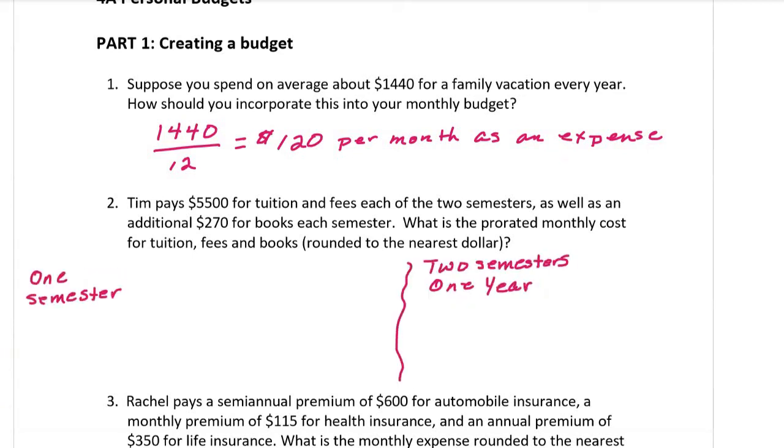Okay, Tim pays $5,500 for tuition for the first semester and $270 for books, so $5,770 for 1 semester. I need to take that amount, $5,770, and divide it by 6 because I pay that much every 6 months. So that's $962.